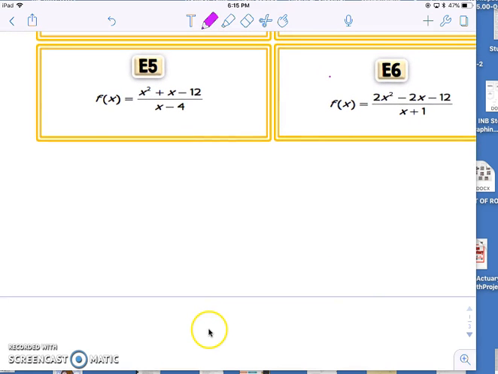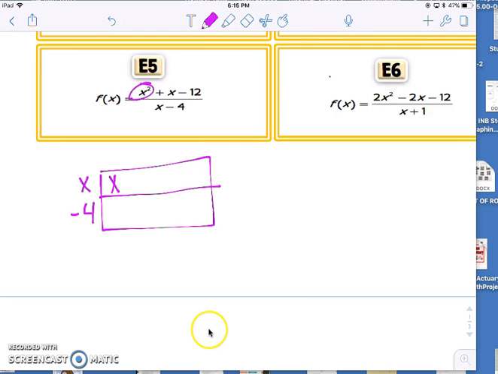And now this E5, if you'll notice, the biggest number's on the top. So we're going to have x squared on the top. It's just going to keep getting bigger and bigger. So we have to divide and use long division. So x minus 4 goes on the outside, x squared on the inside. So that means this is x.